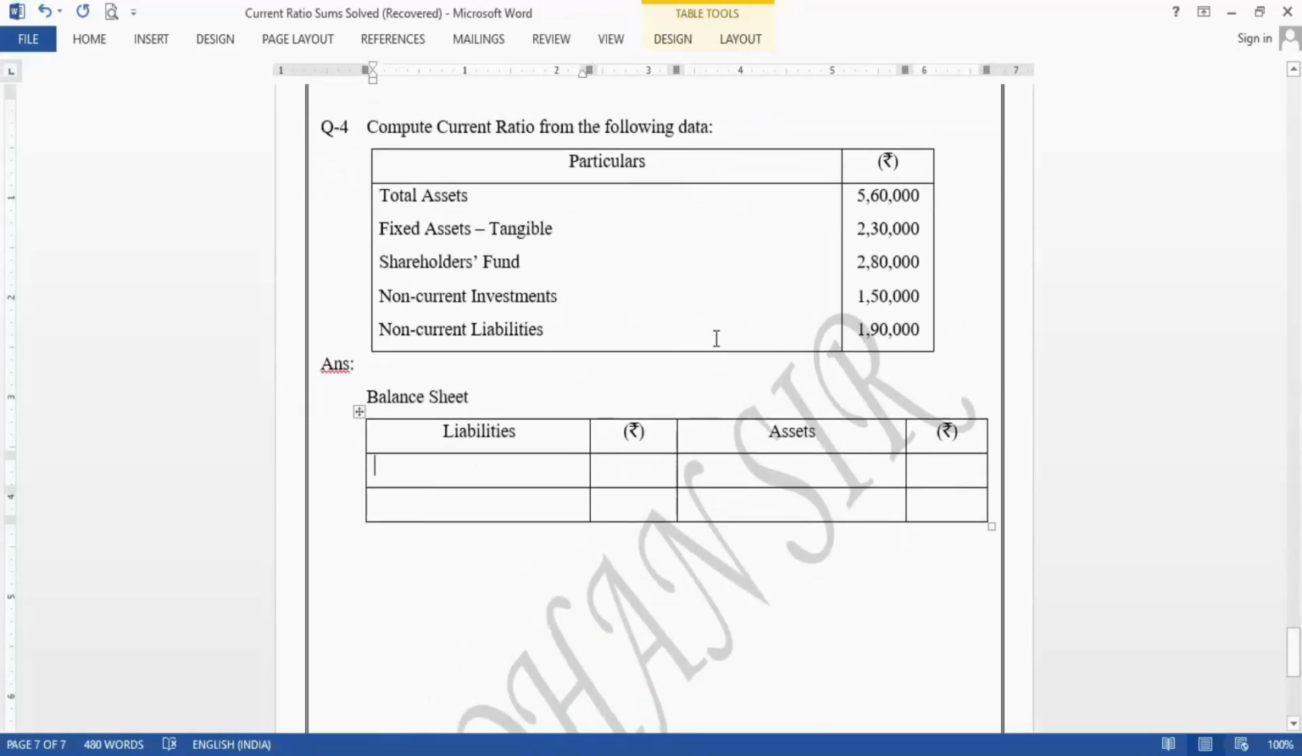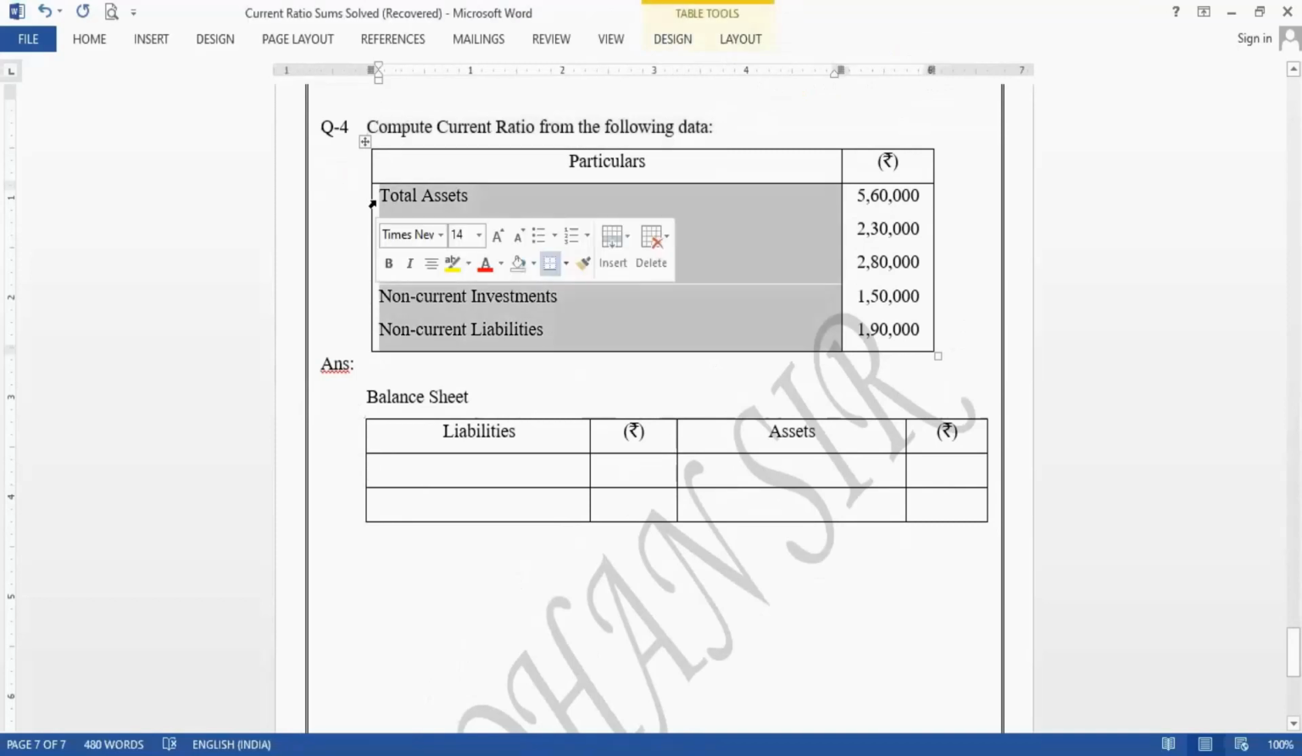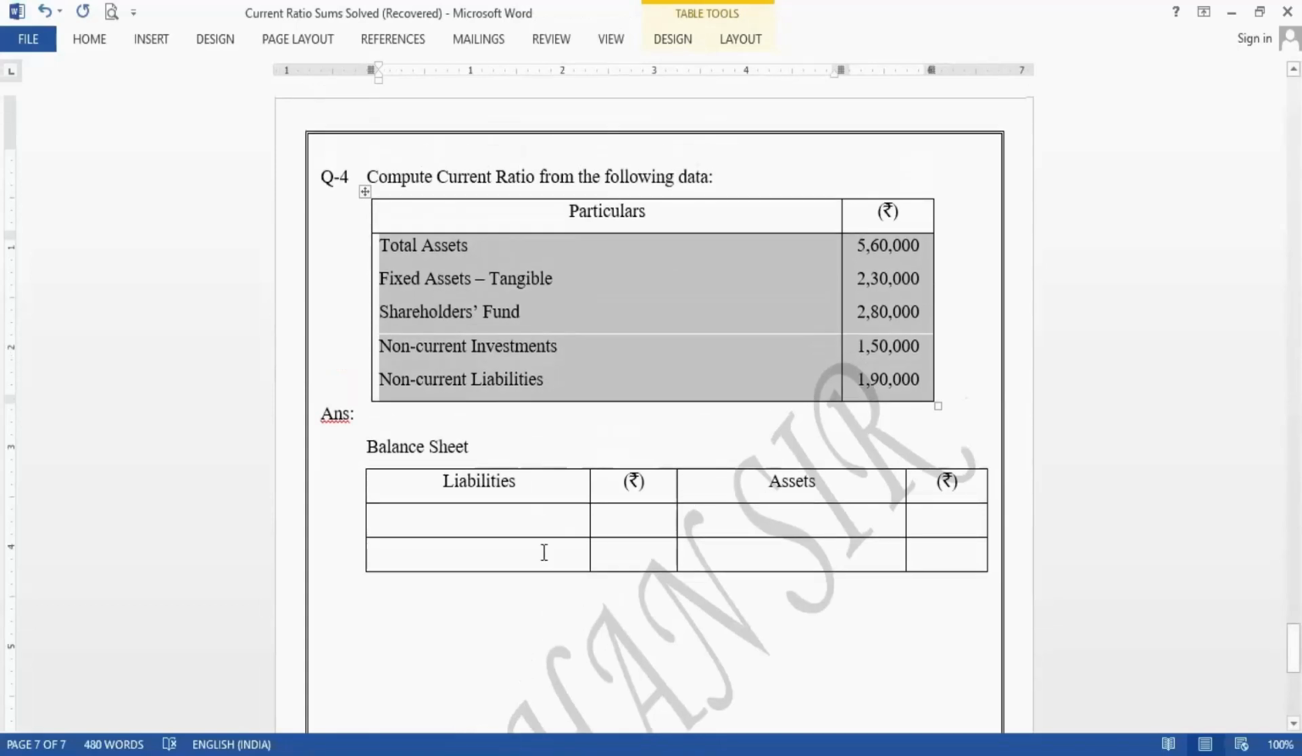We can see that we have been asked to calculate the current ratio from the following data. For the current ratio, I need to have current assets and current liabilities. But if I go through the data given to me, total assets, fixed assets tangible, shareholders fund, non-current investments and non-current liabilities are given. That means the amounts required for the formula for current ratio are not there with us.